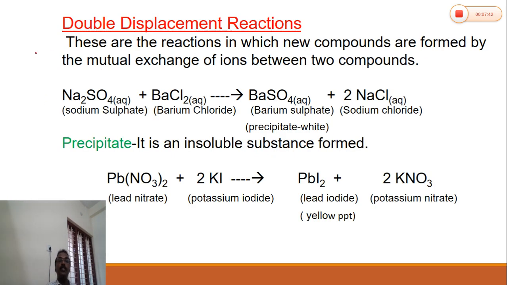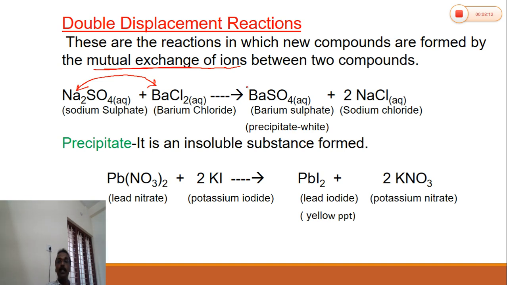Now next one is a double displacement reaction. In a double displacement reaction, there is a mutual exchange of ions between two compounds in solution. For example, sodium sulfate Na2SO4 and BaCl2. Sodium and barium ions are exchanged. So we get barium sulfate and sodium chloride. This is an example of a double displacement reaction.